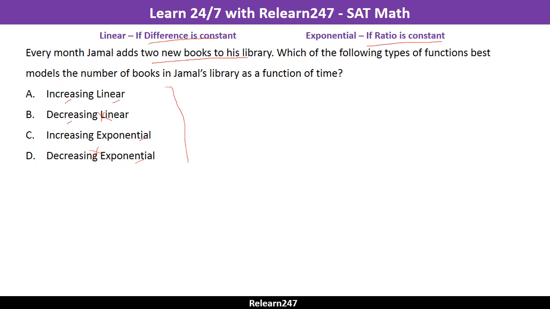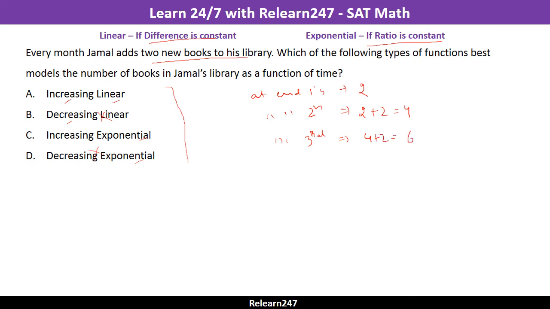To understand this, remember, if the difference is constant, it is a linear function. So what we do is we check at the end of the first month, what is the number of books that Jamal added? 2. Similarly, at the end of the second month, he adds two more books, so 2 plus 2 will be equal to 4. And at the end of the third month, the number of books would become 4 plus 2, right? Because he is adding two books every month.